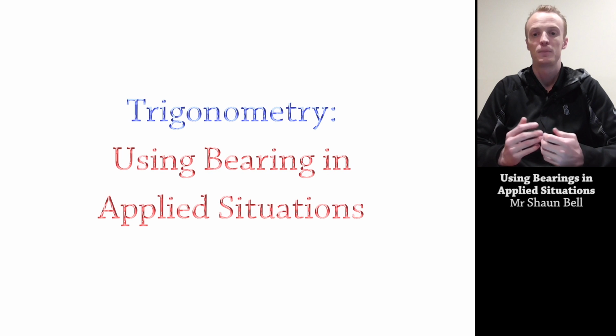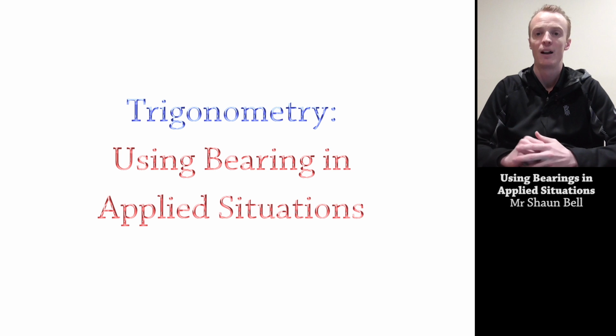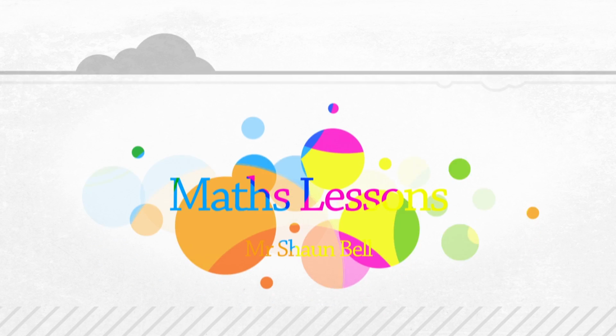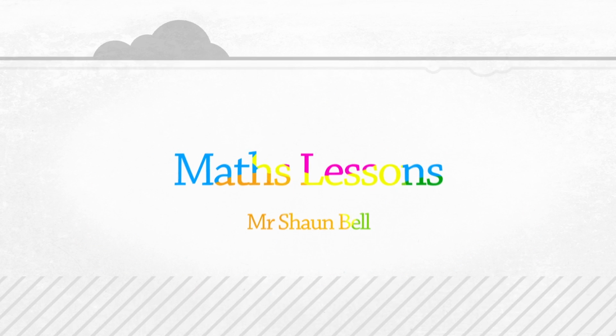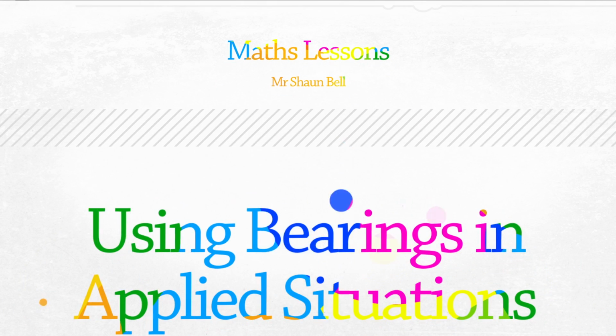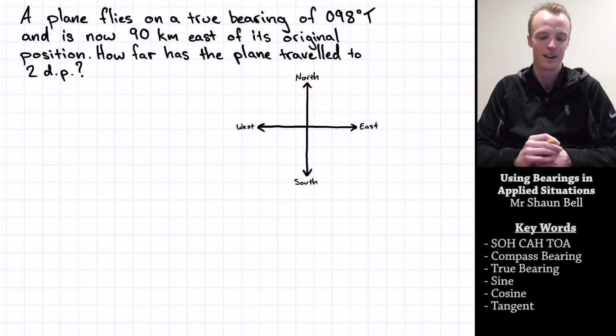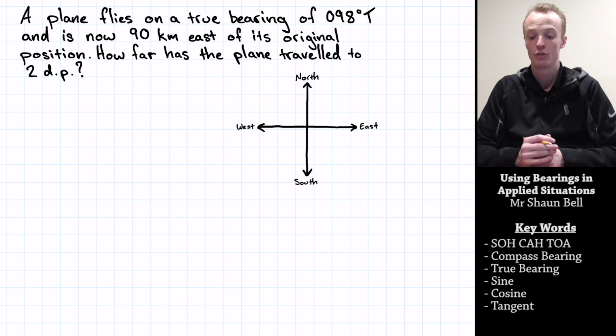So now we've looked at the difference between compass bearings and true bearings, let's look at how we use these in applied questions. So let's begin. Now the first question we're going to have a look at is: a plane flies on a true bearing of 98 degrees true and is now 90 kilometers east of its original starting position. How far has the plane travelled to 2 decimal places?